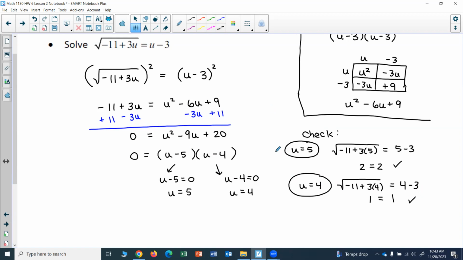But in order to know that, I had to check those both in my original equation, because this process can give you extra solutions. So in this case, I would list both of these as a solution to my equation. u equals 5 and u equals 4. Let's look at one more example where we also have to check and we may get an extraneous solution.